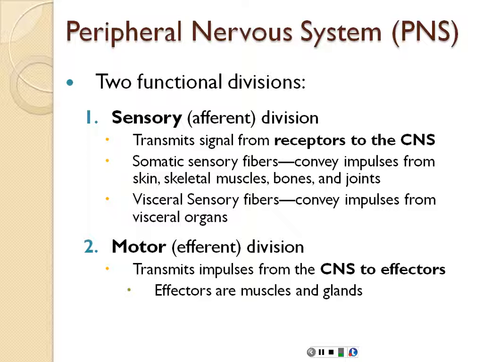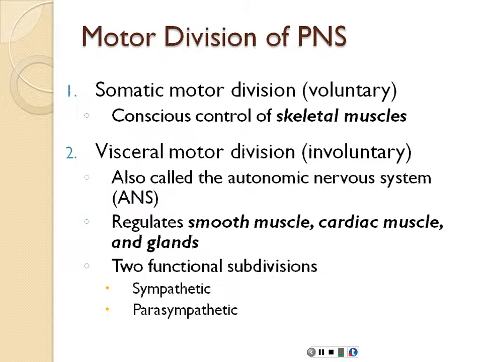And then the motor division also has two subdivisions. Visceral and somatic motor. For the somatic motor division, the first thing you should think of is that motor involves muscle. Okay, effectors. The difference between these two has to do with which effectors are activated. So for somatic motor, what are effectors? Let's go back to that first. Effectors are muscles and glands.